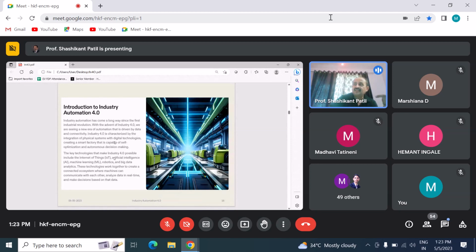IoT, or rather I will say industrial IoT, artificial intelligence, machine learning, robotics, big data analytics. And these technologies, if you club together, they can create a connected ecosystem which is very efficient and can communicate with each other. Again, I am saying here, analyze data in real time and make decisions based on data. So we cannot deny the importance or presence of data. Data is like the backbone of your system.